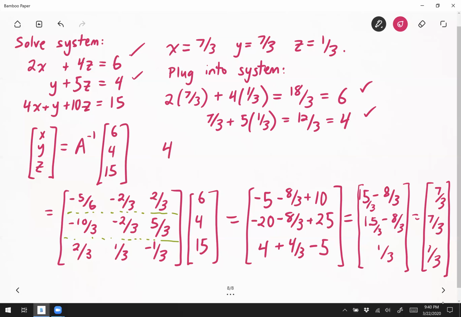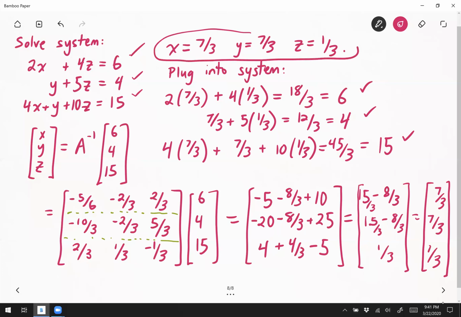Finally, I'll have 4 times 7/3 plus another 7/3 plus 10 times 1/3. How many thirds do I have? I've got 28. 28 plus 7 is, let's try that again. 28 plus 7 is 35. Plus another 10 is 45. So we've got 45/3, which is 15. Excellent. The answer checks out, so you can be very confident of our answer.